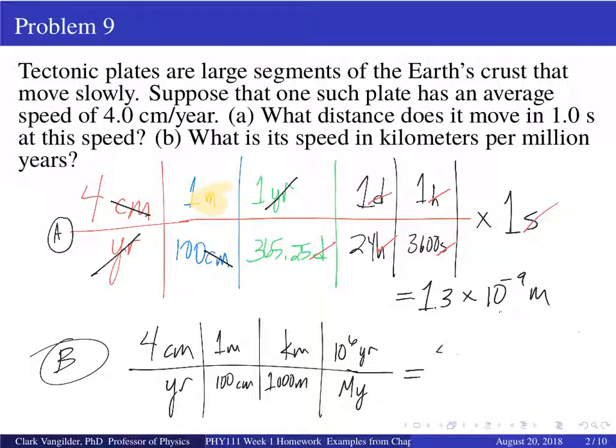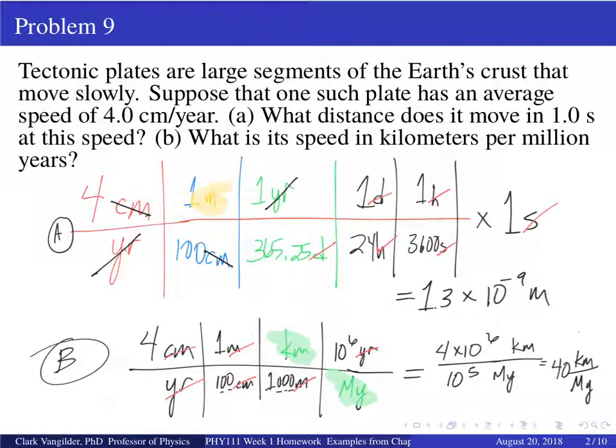So you have, I'll write this out, 4 times 10 to the 6th on the top. Okay, let's kill our units: centimeters drop, years drop, meters drop, and you're left with kilometers per mega year. So we have the right units. That's what the question was asking for. So you have 4 times 10 to the 6 kilometers over 10 to the 5th. You see how it's 1, 2, 3, 4, 5, 10 to the 5th mega years. And that's why you just get 40 kilometers per mega year. So a million years from now, pretty much all the continents will have moved 40 kilometers.